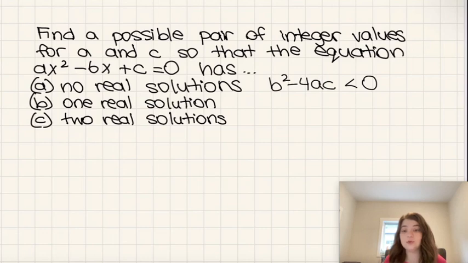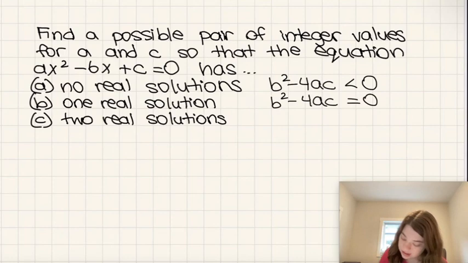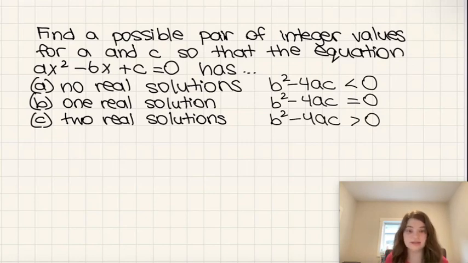Now, it would still have two complex solutions, but no real solutions. If this was to have one real solution, then b squared minus 4ac would have to equal 0. And if it has two solutions, b squared minus 4ac would be greater than 0. So essentially what we need to do is find possible values for a and c that make these things happen.